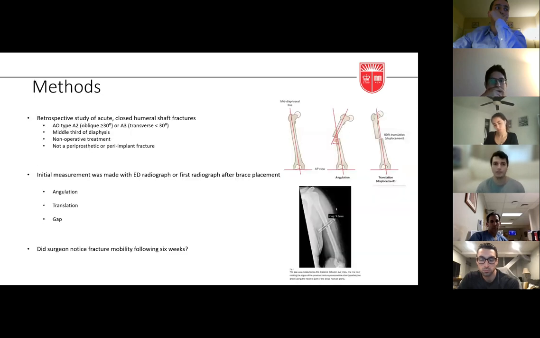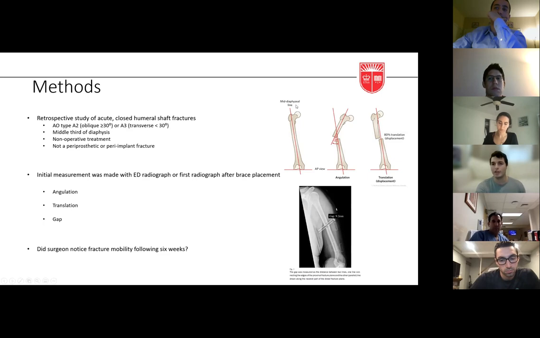What was done in the study is that this was a retrospective study of closed humeral shaft fractures, primarily of the A2 and A3 subtypes, all at the middle third of the diaphysis. These had to be patients who were not treated operatively and did not have a periprosthetic fracture. They measured the angulation, the translation, and the gap in all of the retrospective fractures that they pulled up.